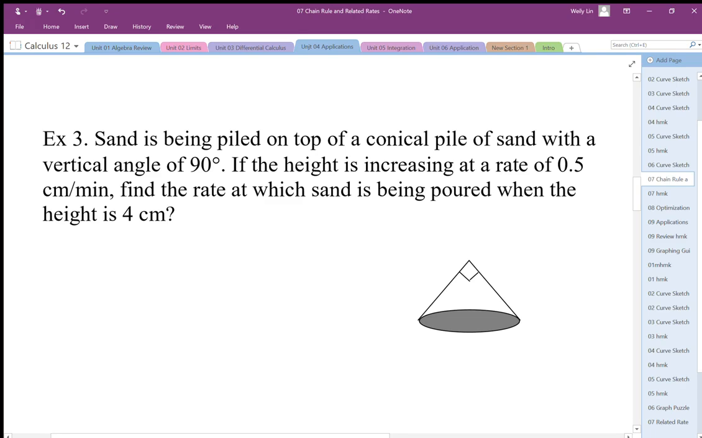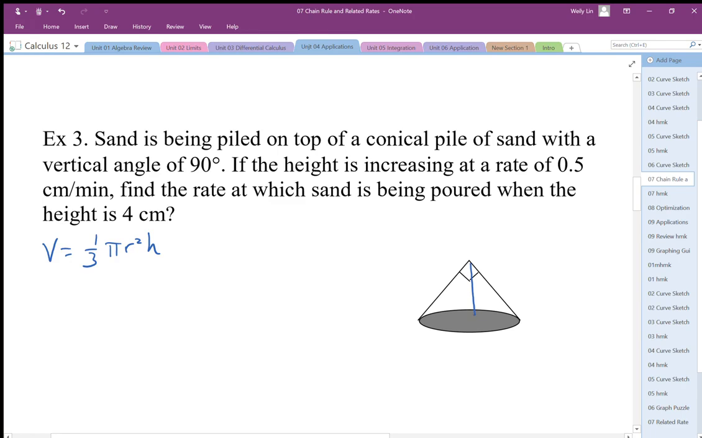So first things first, we need to relate the height to the volume. How much sand? So height to volume. We know that the volume of a cone is 1/3 pi r squared times h. We've got volume, we've got height. The problem is we've got the radius of the circle here, but we need to figure out how that fits into the whole picture.